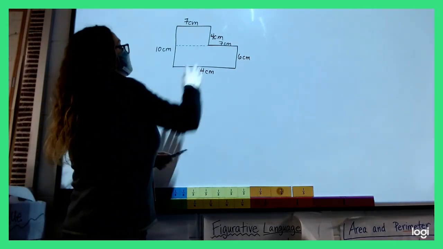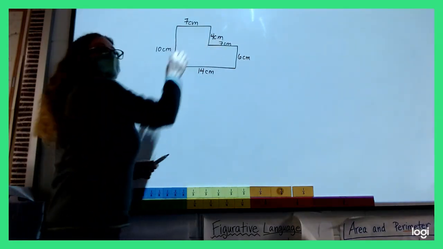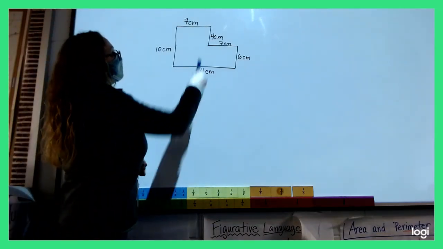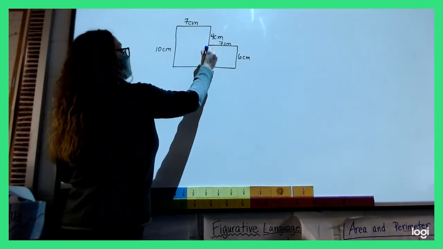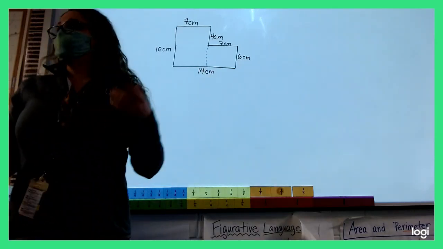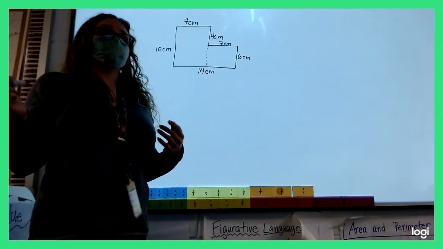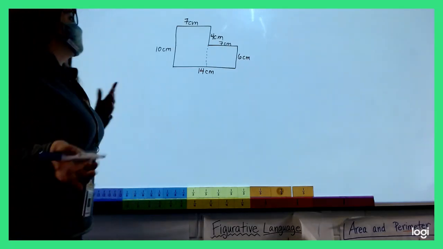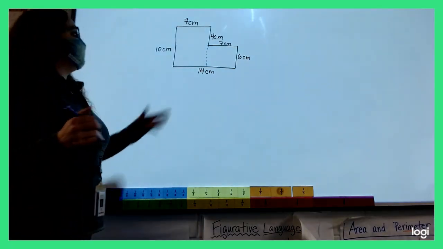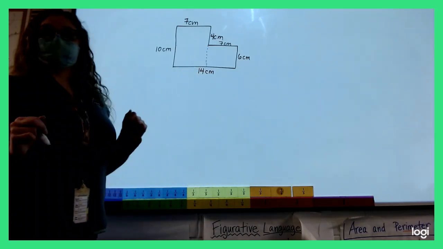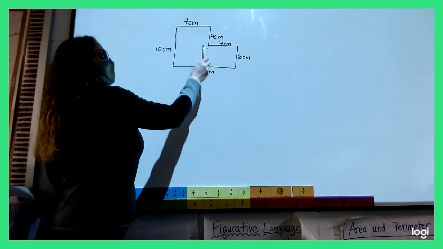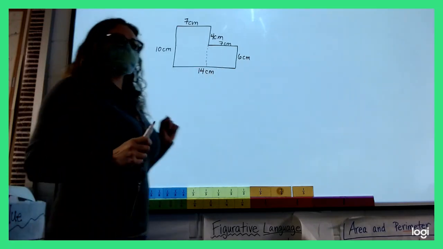Does anyone else see a different way I could split it? Noah? You could split it on the side. Like down this way? Yeah. Yeah, I could split it this way. Do you think it matters which way you split it if all your work is accurate? You'll get the same answer both ways, okay? So we'll take turns deciding which way to split it. I'm just going to leave it this way since that's what I've drawn, okay? So everybody, go ahead, split your complex shape into 2 rectangles.